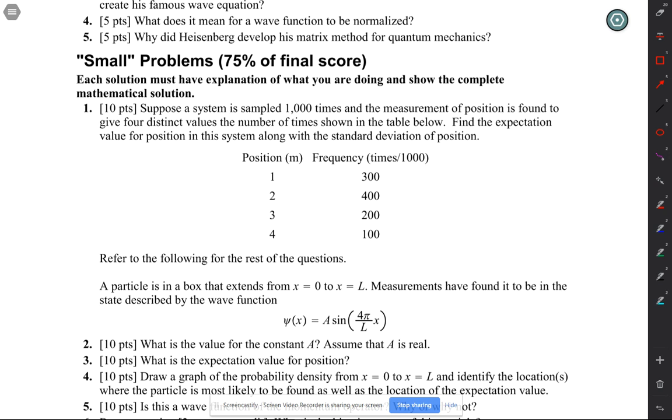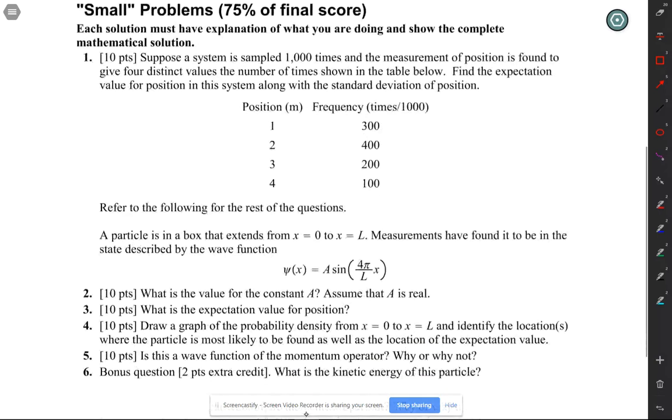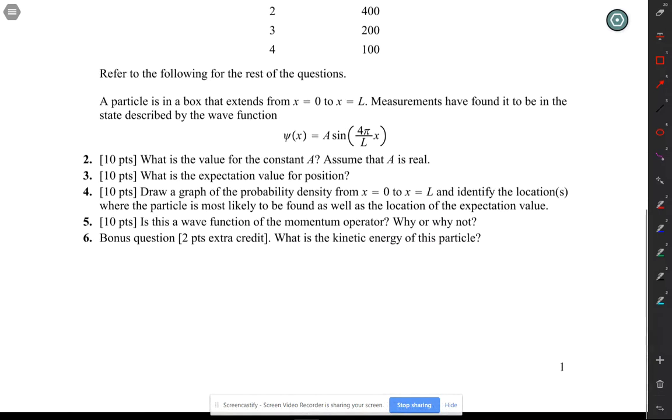Let me start by saying I think that you guys have a pretty good handle on what we've been doing so far, and so I am letting that help me in interpreting your solutions. The knowledge portions, there were a few points missed there, but there was nothing really significant lost there. You were both perfect on problem one of the small problems.